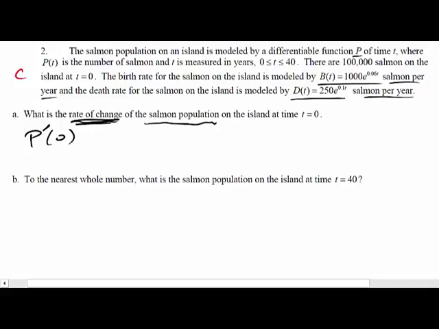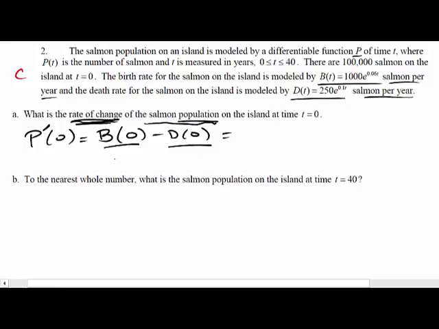Since I'm looking for the rate of change of the salmon population, they gave me two functions, one that represents birth and one that represents death. So the population rate can be easily modeled by b of 0 minus d of 0. This represents the birth rate at time t equals 0. This represents the death rate at time t equals 0. And then when I subtract them, that gives me the rate of change of the population.